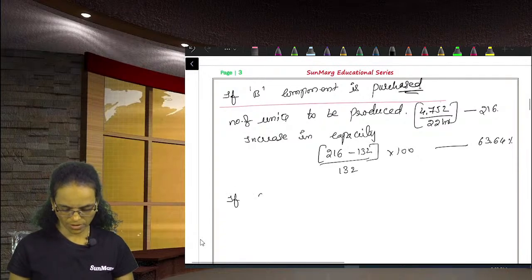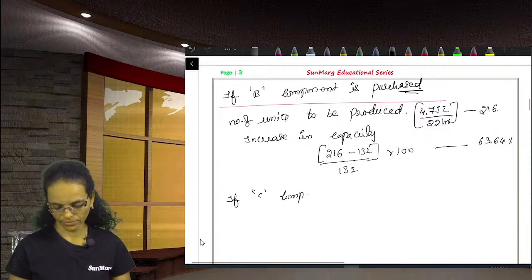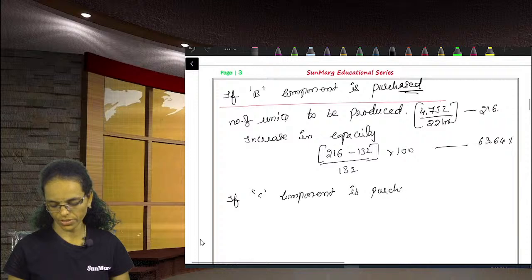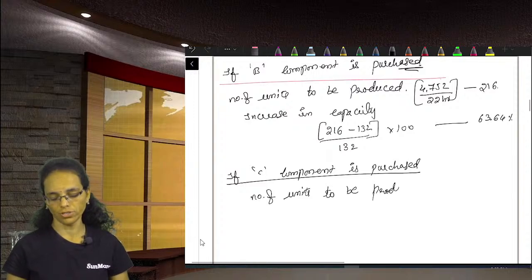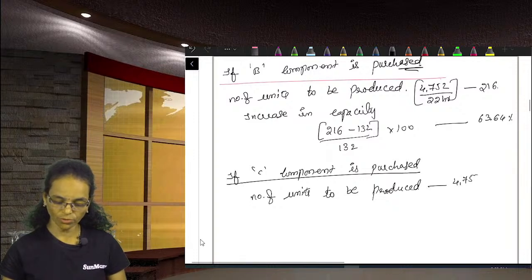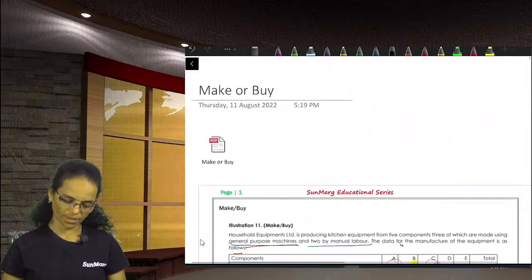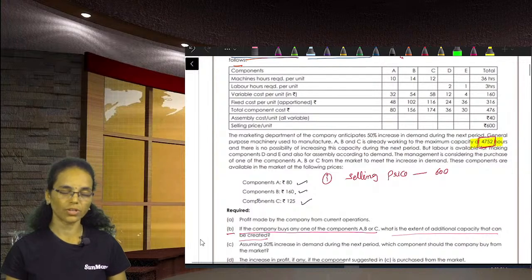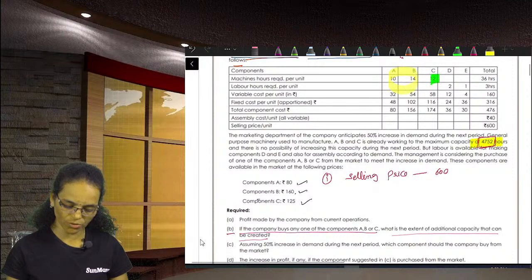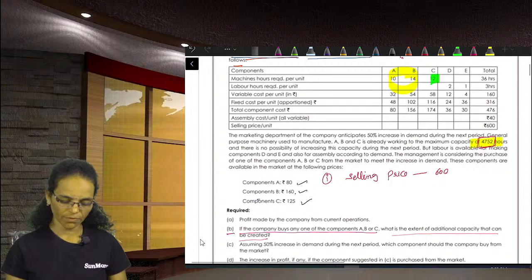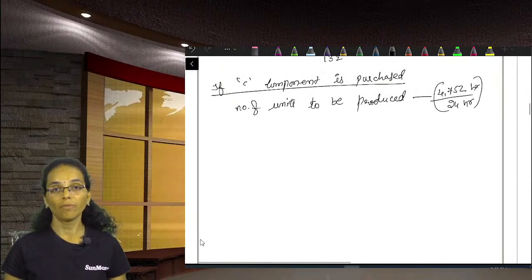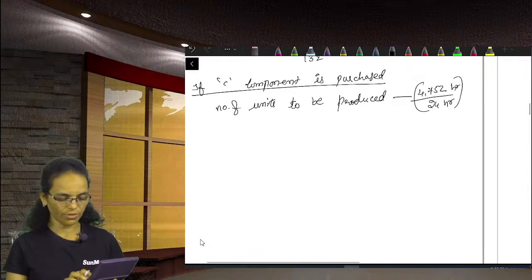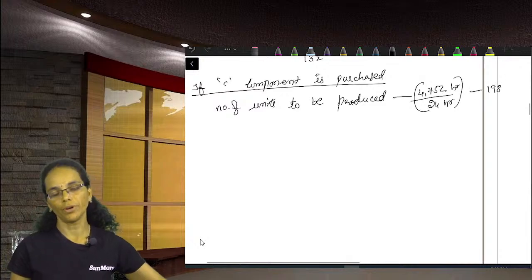Now we need to go for purchasing of component C from the external market. If component C is purchased, number of units to be produced or manufactured. We have 4752 hours. We are purchasing B machine, we are purchasing C component, means we are utilizing only for A and B, that is 10 plus 14 is nothing but 24. 24 hours we are utilizing for 1 unit. 4752 divided by 24, that is 198 units will be produced.